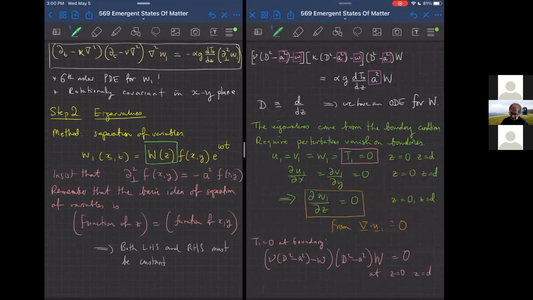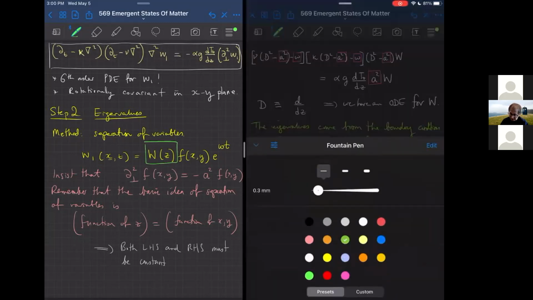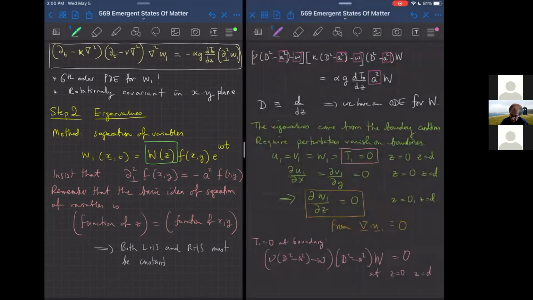Now I can expand what that is, expanding everything out. I get d⁴W minus (2a² plus ω/ν) d²W is equal to 0 at z equals 0 and z equals d.